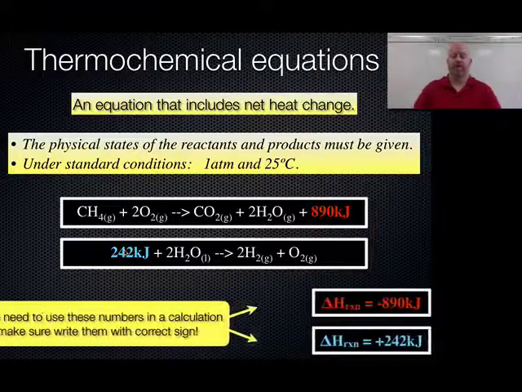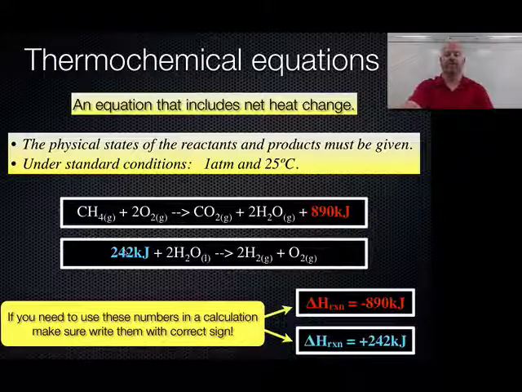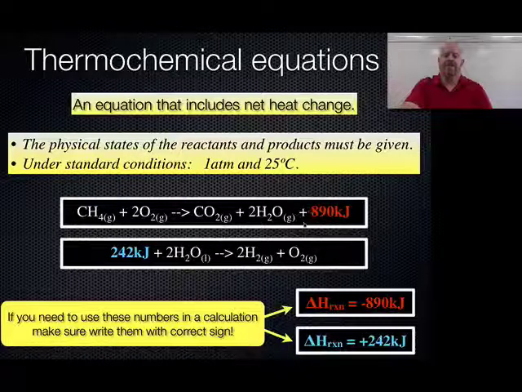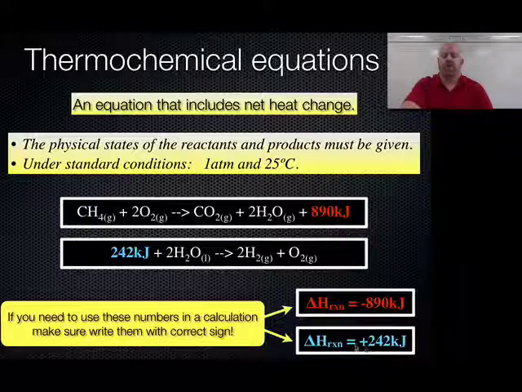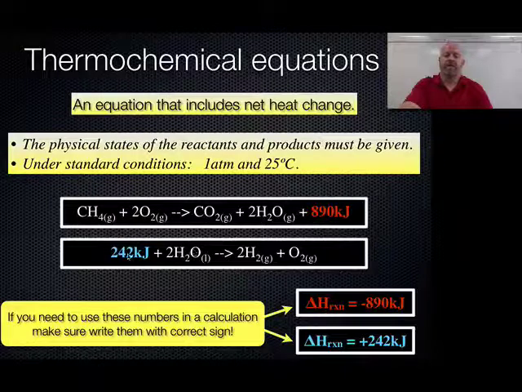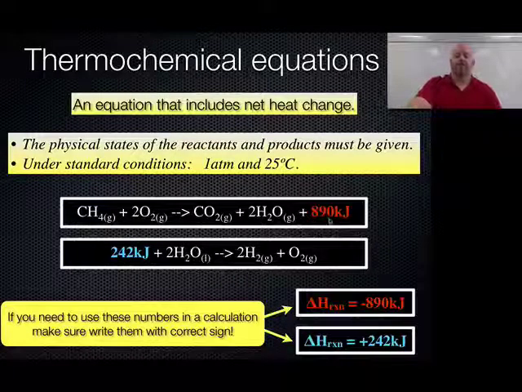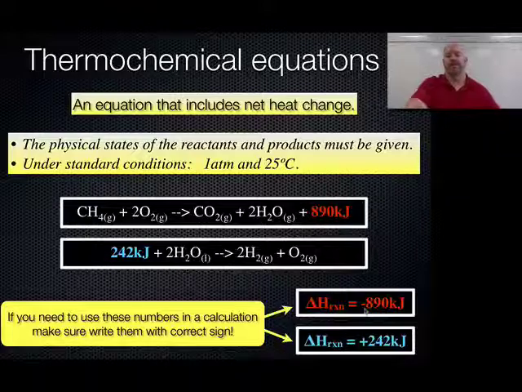One thing you need to make note of, when we use these numbers in our mathematical calculations, you might see them written like this also, where they just say the heat of the reaction is a negative 890 kilojoules. Notice how we don't put the negative up here because it's assumed when you write it on the right-hand side of the arrow. On this one, we end up with a positive 242 because it's on the left-hand side of the arrow. So anytime you pull a number out of this equation that's on the right-hand side of the arrow, you have to tag it or mark it with the negative sign to represent energy being released in that process.